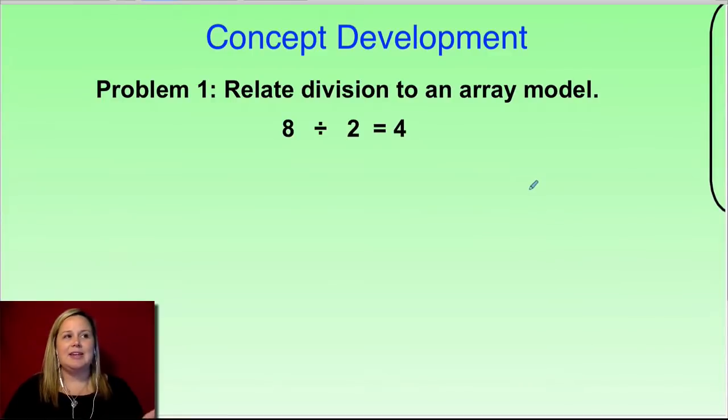So here's my 8 divided by 2 equals 4. So let's start with the total. You know you have to have 8 of something, and then you have to split that into 2. Okay, so let's check out how I decided.